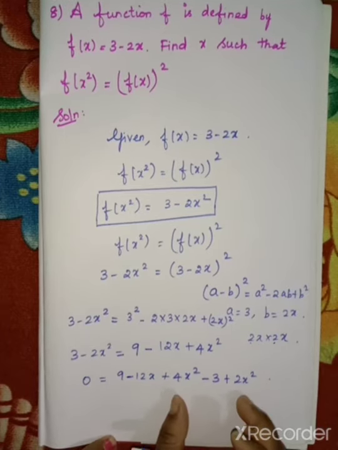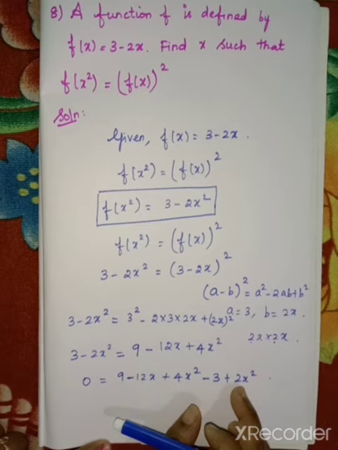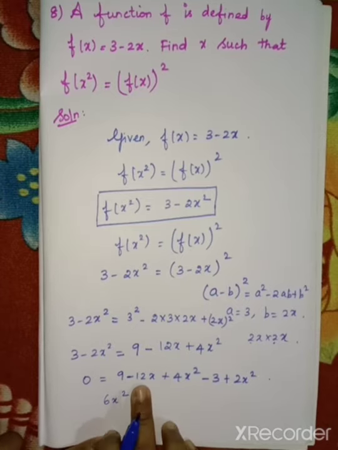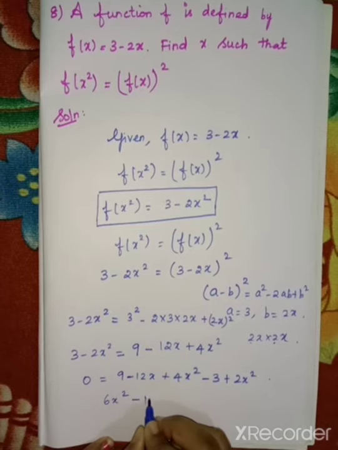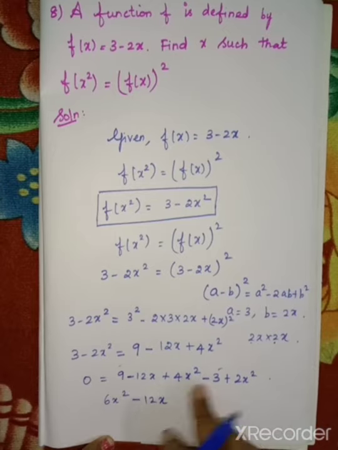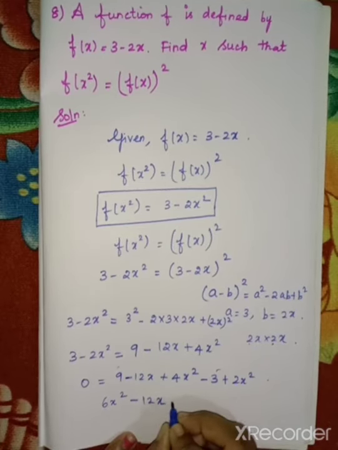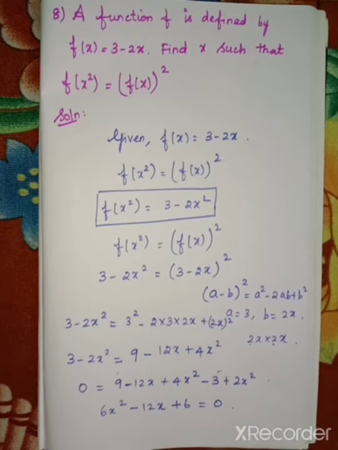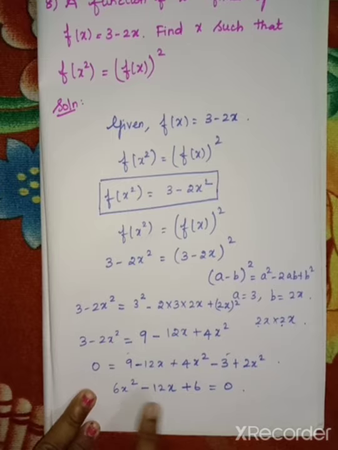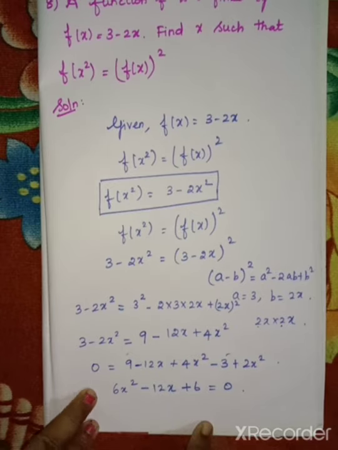So here the simplification, both the values are same degree, so just you have to add. So 4 plus 2, 6x squared. Here x value is only 1, so minus 12x. Then here 9 is there, here minus 3, so you have to subtract. So 9 minus 3 we get plus 6 equal to 0. Here see, here 6x squared minus 12x plus 6 is there, so all the terms are divisible by 6.